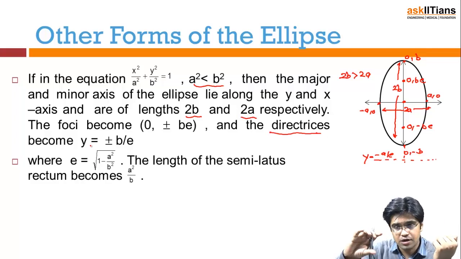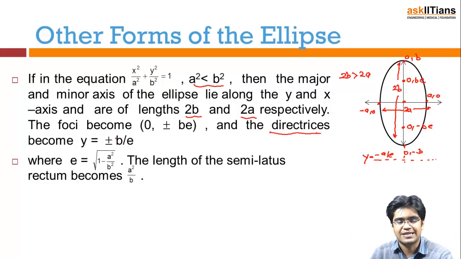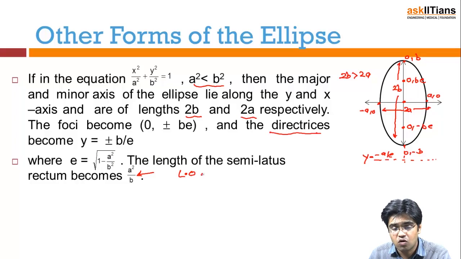You can turn this and you can still make it our regular ellipse whose major axis is the x-axis. So that's what I'm saying: if you interchange a and b, or if you rotate it, both are the same. So its eccentricity will be root of 1 minus a square by b square, obviously because now b square is greater than a square, and the length of the semi-latus rectum is a square by b. That means the length of the latus rectum is twice a square by b.